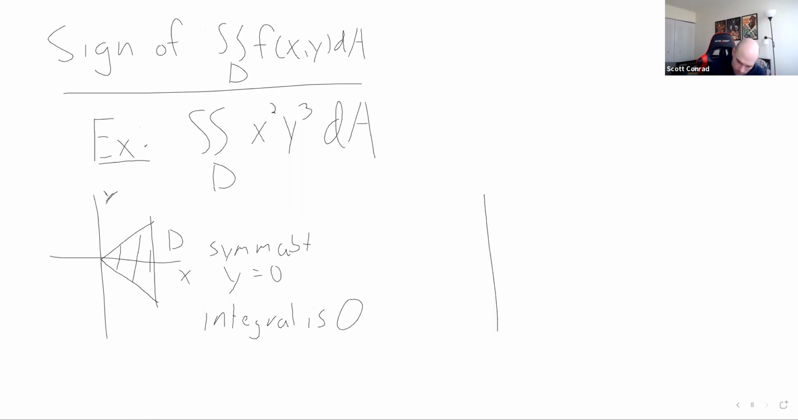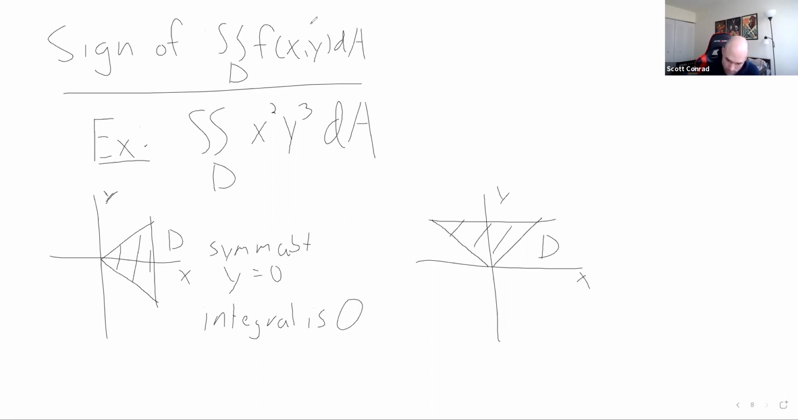But suppose, oops, now we had this as our region D of integration. So this is symmetrical in the x direction, but our integrand is not x odd. So we can't say that the integral is 0. And in fact, the integral is not going to be 0. So let's see what we can say about this.